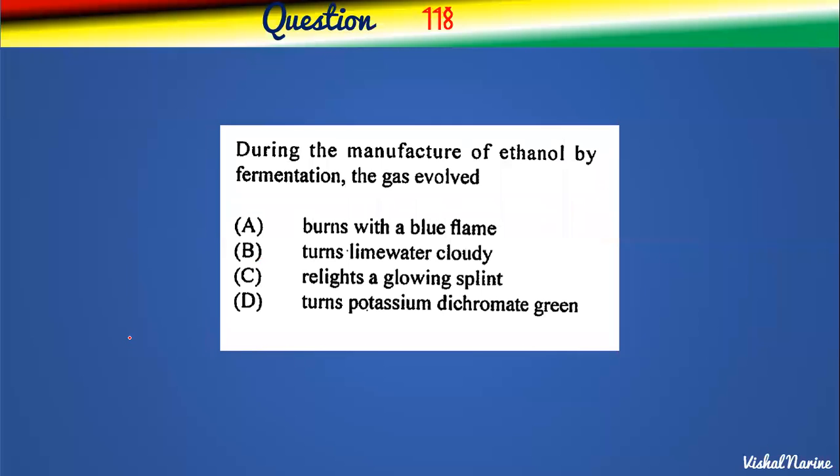Question 118. During the manufacture of ethanol by fermentation, gas is evolved. You should know we had actually worked a question with the equation, and you'll have seen that that is carbon dioxide gas. So basically, which is a test for carbon dioxide gas? It is that it turns lime water milky or cloudy.